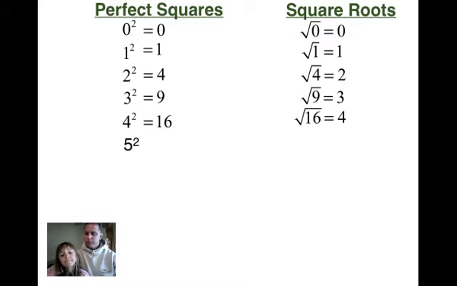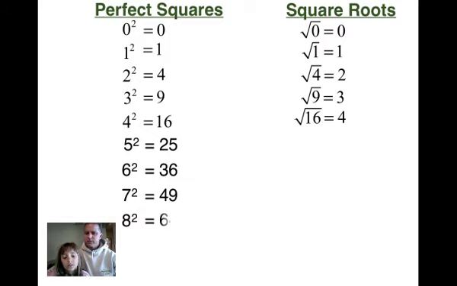And 5 squared? So it's 5 times 5? 25. Very good. And 6 squared? We did that last week, remember? 6 times 6 is 36. 7 squared means 7 times 7. That's 49. 8 squared is 8 times 8, which is 64.